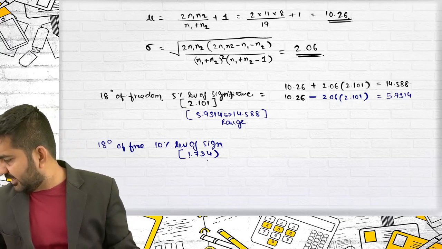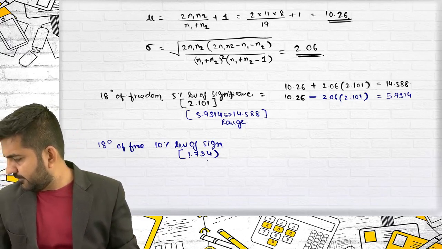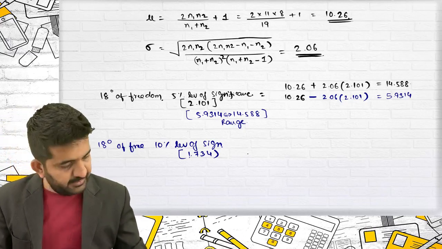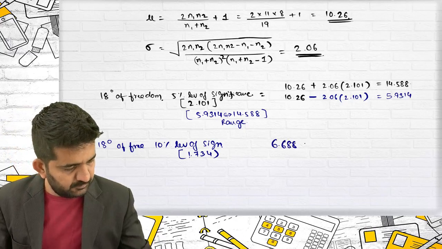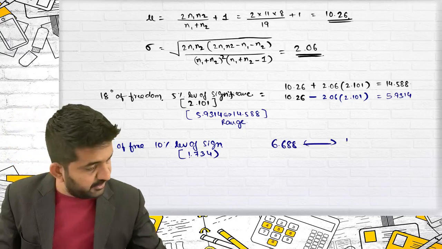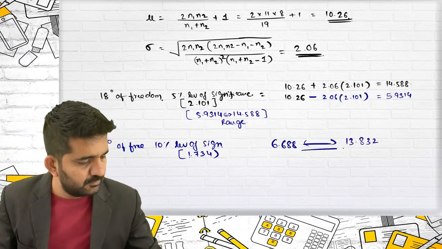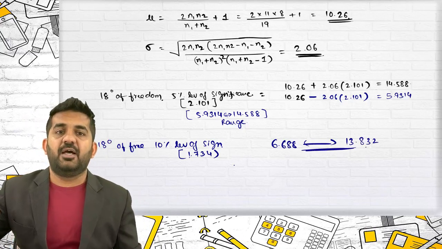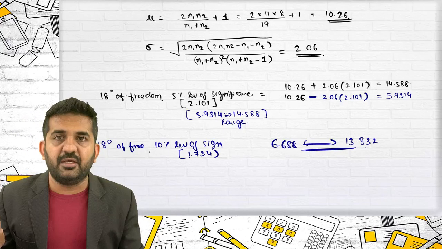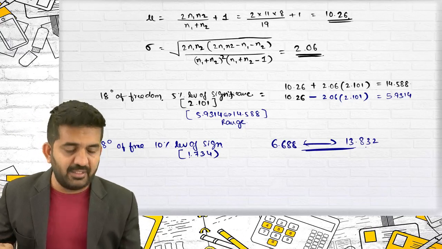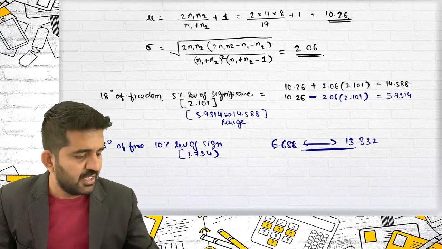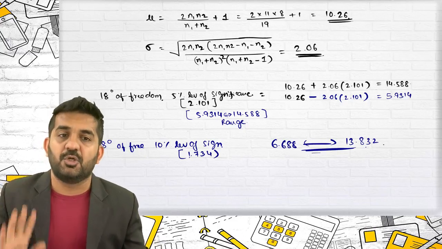And in that case the answer will be 6.688 to 13.83. The data will lie between these two figures, having 18 degrees of freedom and 90% chances, that is 10% level of significance, that the data will fall within this particular range.